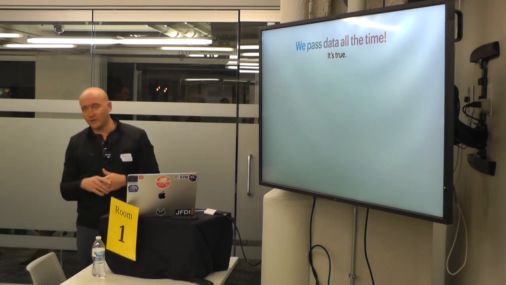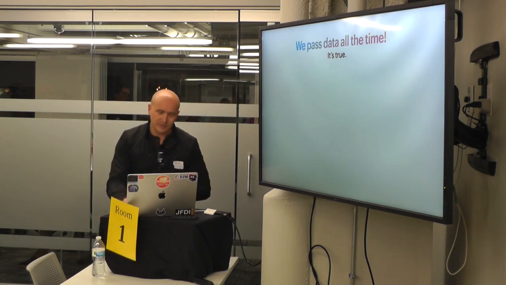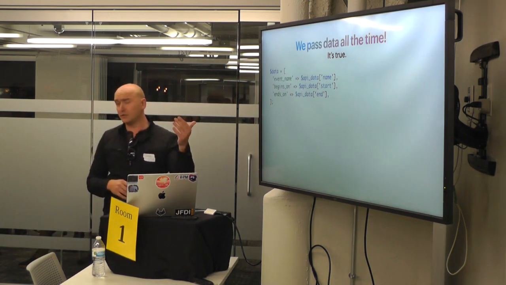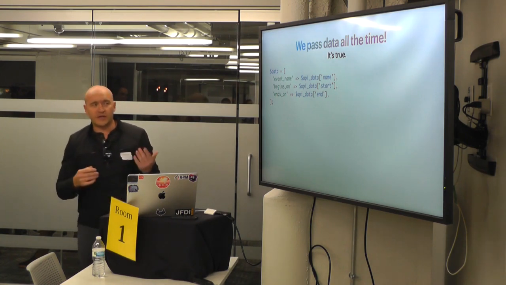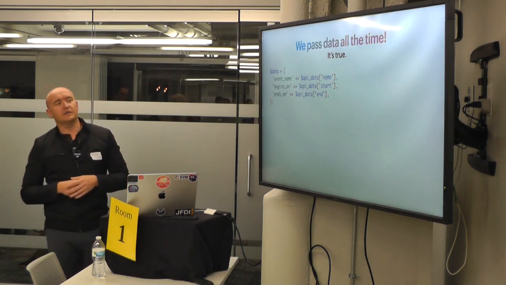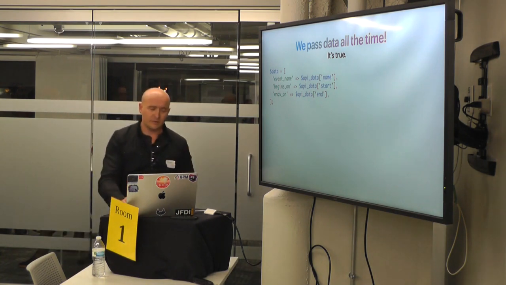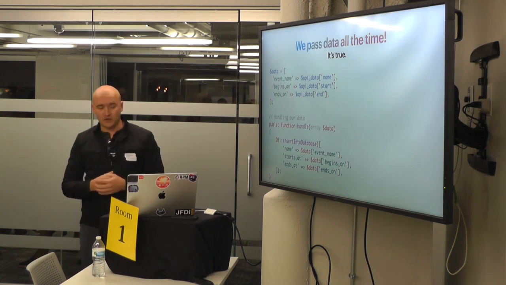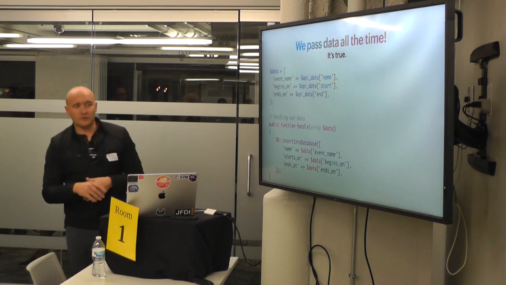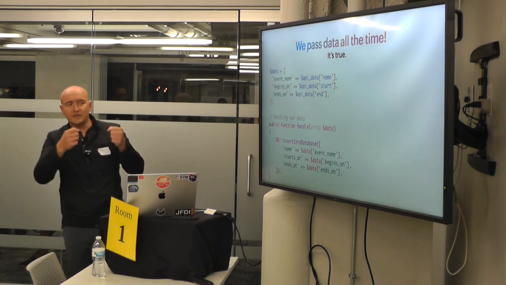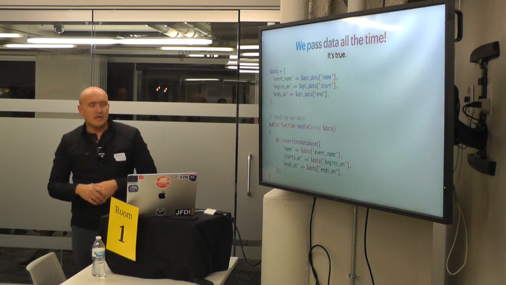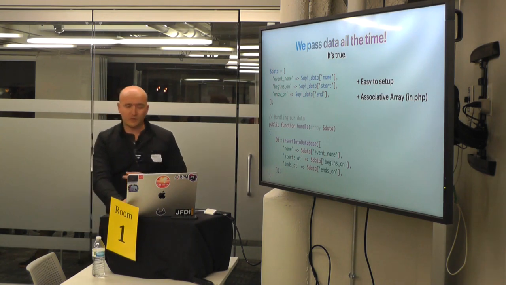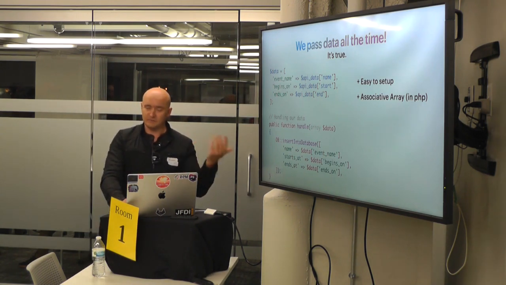You may be thinking to yourself, hey Bogdan, we pass data all the time. And yes, it's true. A lot of us, especially in the PHP world, are very familiar with associative arrays. They're pretty handy, you can whip them up pretty quick, and there are some downsides to them we'll talk about in a minute. But basically, you could have a handle method, for example, which takes this array and then does whatever it is you need to do. In this case, we need to insert some data into our database from that data. Like I mentioned, they're easy to set up. Associative arrays are readily available in PHP, but there are some downsides.